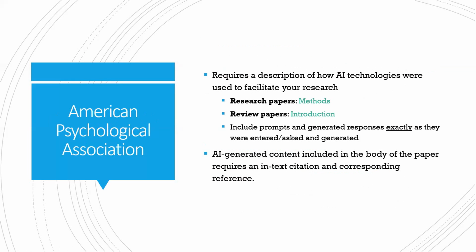And so according to APA rules, if you use a generative AI tool to facilitate your research, you are required to describe how you use the tool. The description should be included in the methods section, unless you're writing a review paper. For review papers, you would describe the use of the tool in the introduction section. So your description should include the prompts and generated responses. And this is, APA is a little different than AMA here.